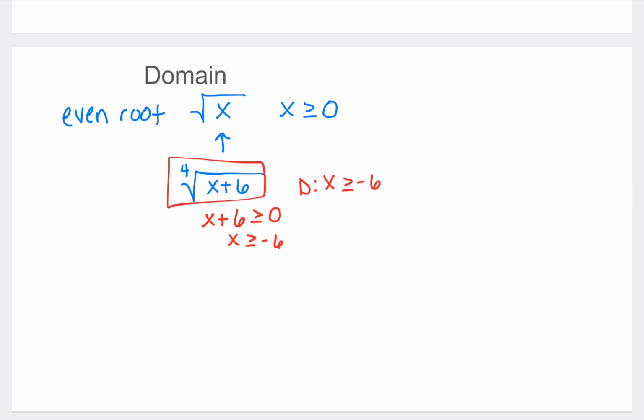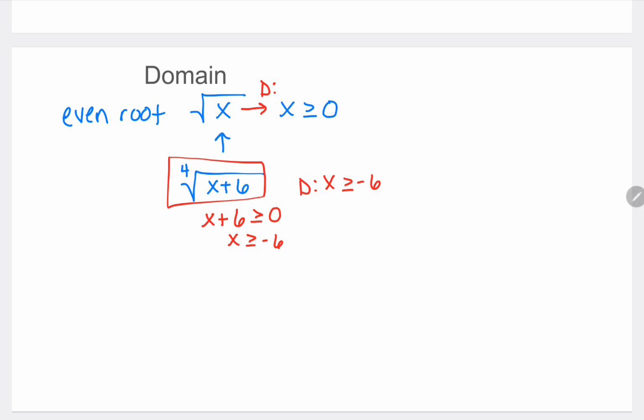But if we tried to plug in negative 7, for example, we would be taking the fourth root of negative 1, and that's an imaginary number. So this first example, the domain would be x is greater than or equal to 0. But if there's anything more than just an x underneath that even root, just set what's underneath the radical, the radicand, greater than or equal to 0, and solve. So that's one way the domain can be limited.